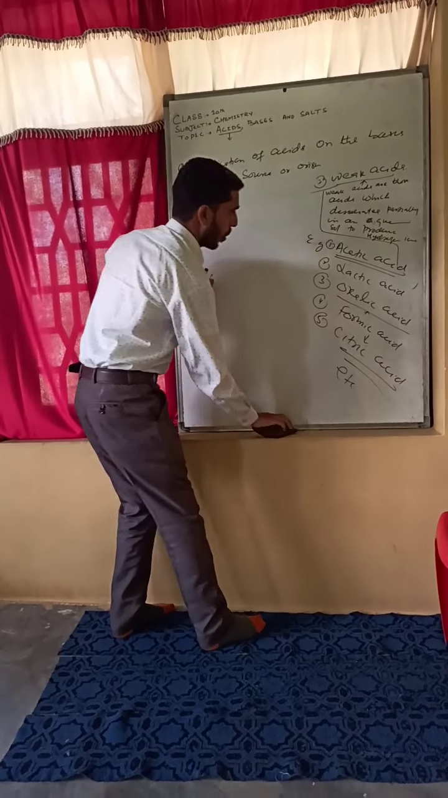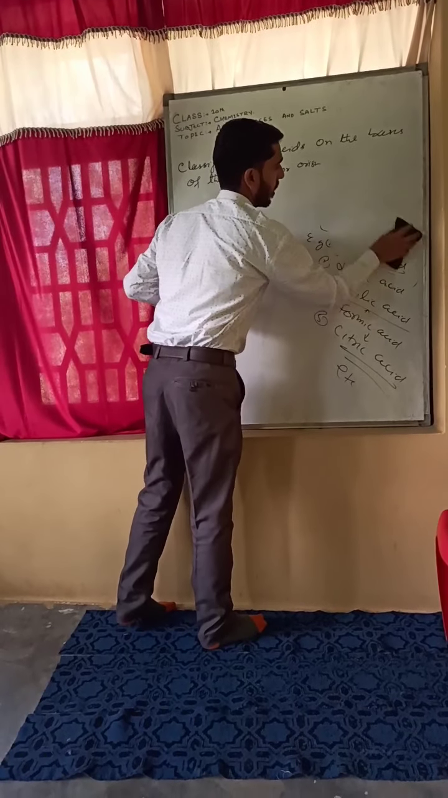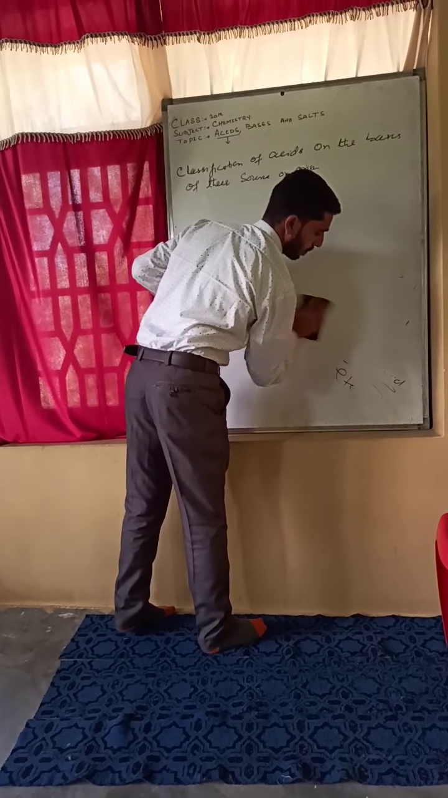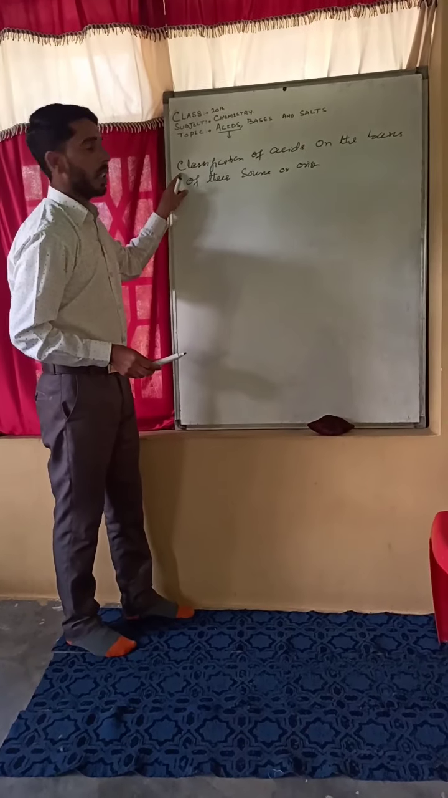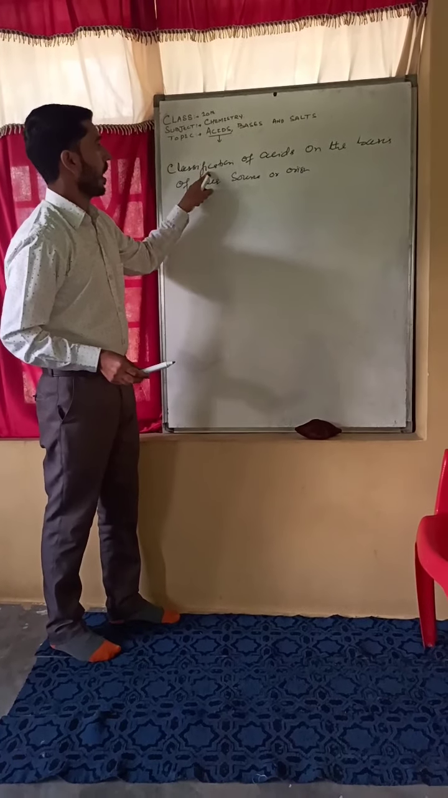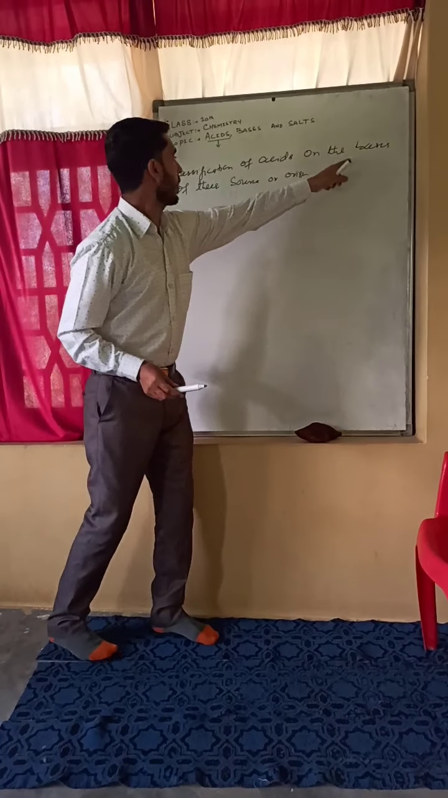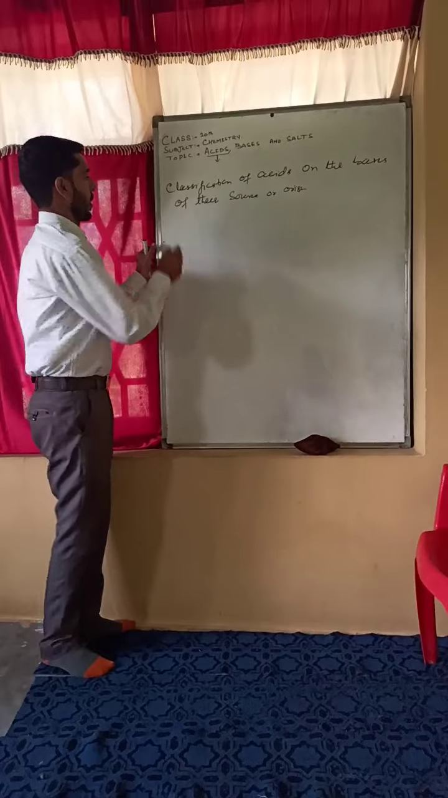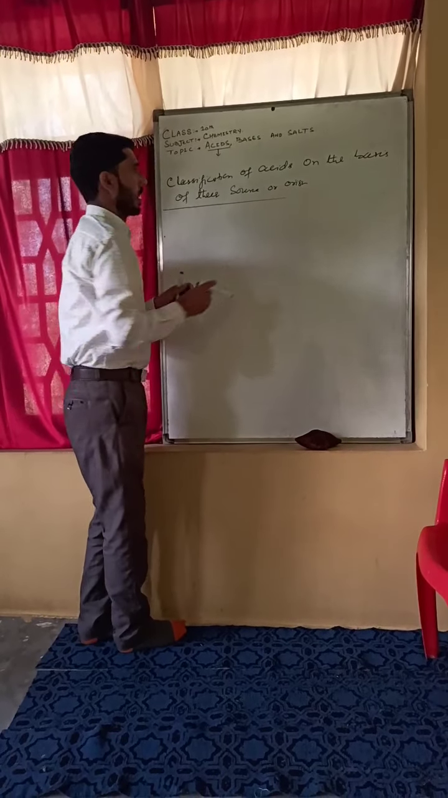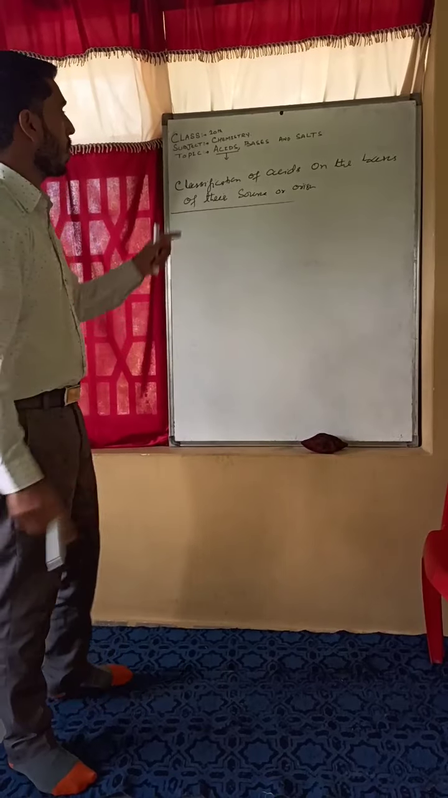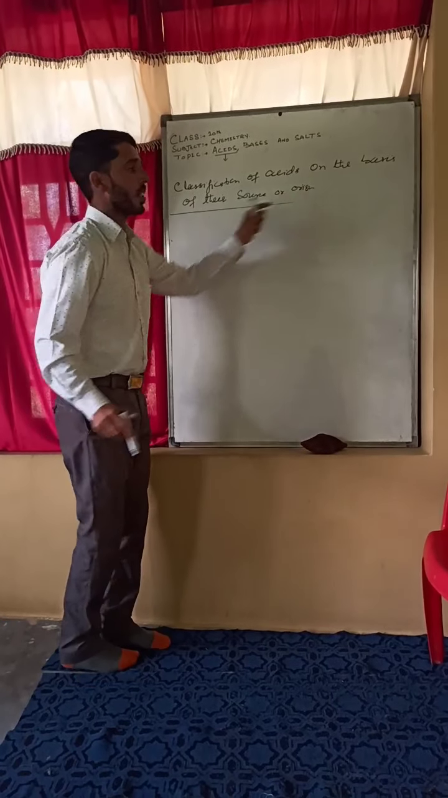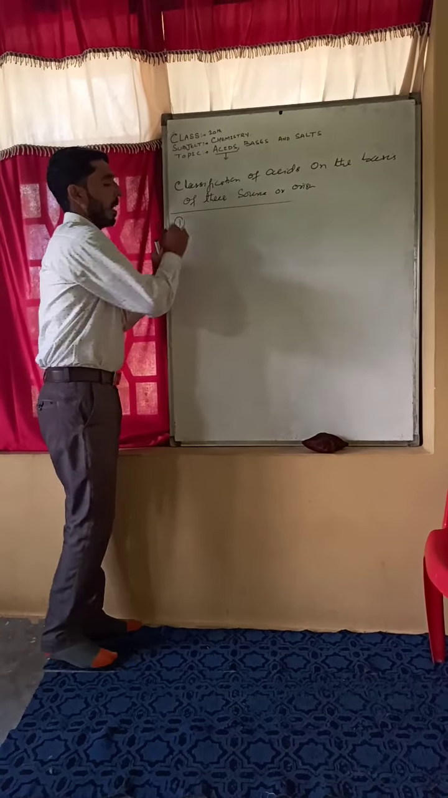Clear? You note down a new point about acids. Now my new topic is classification of acids. Classification of acids on the basis of their source or origin. When we talk about classification of acids, not on the basis of strength but on the basis of their source or origin, then again acids are two types.